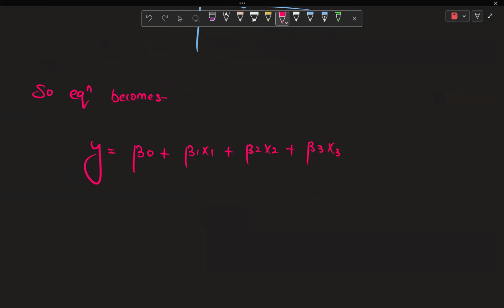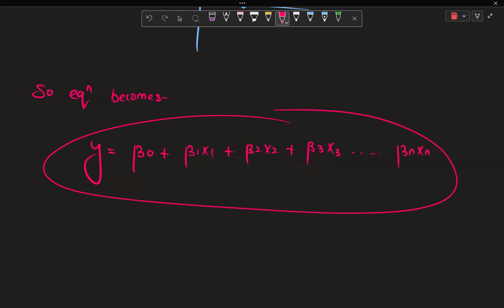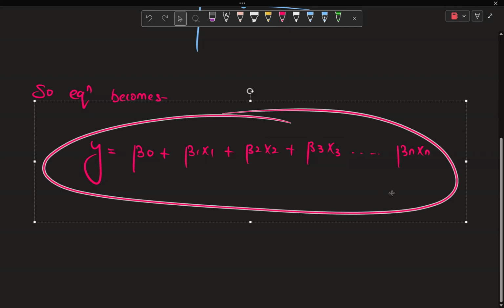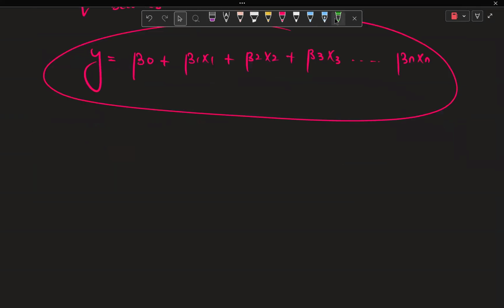You don't know how many inputs you have. You can write here dot dot dot, beta n xn, since you don't know the exact count of inputs. So it will keep on going. If you have 3 inputs, you will stop here. If you have 4 inputs, stop at beta 4 x4.